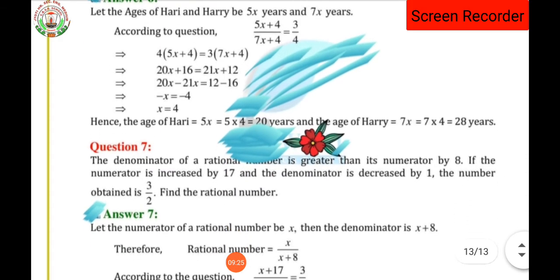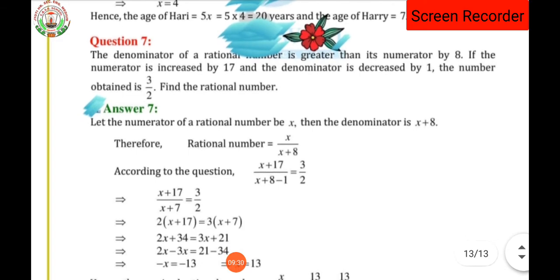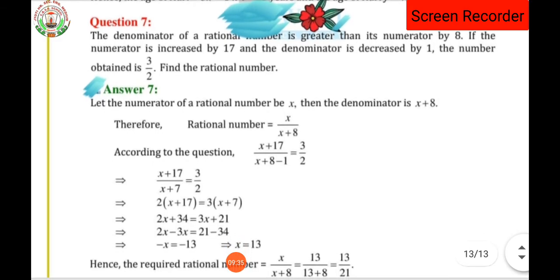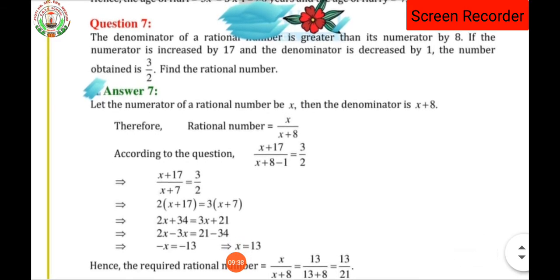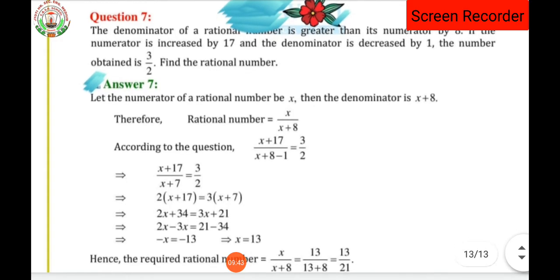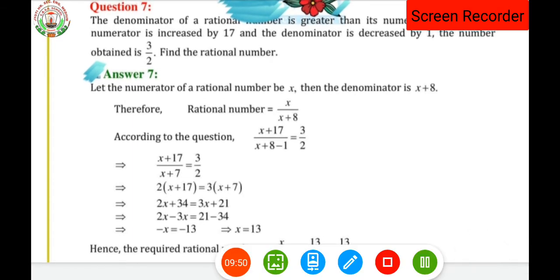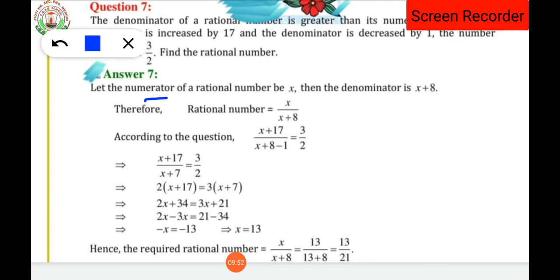Clear? Now after this, the 7th question: the denominator of a rational number is greater than its numerator by 8. If the numerator is increased by 17 and the denominator is decreased by 1, the number obtained is 3/2. Find the rational number. So here we have to find a rational number. So let the numerator be x and the denominator, it is said, is greater by 8.